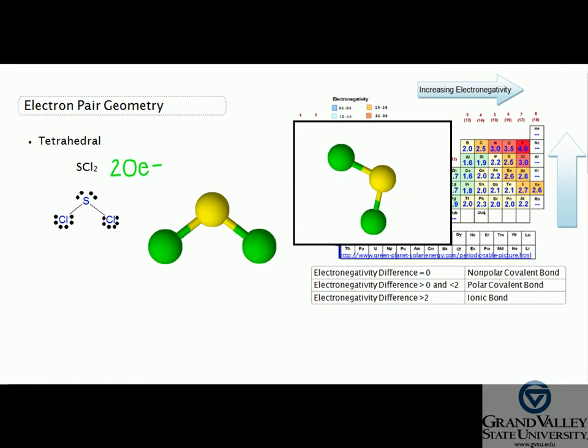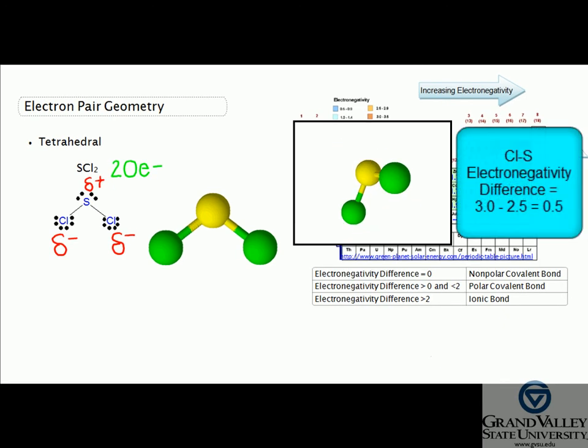Chlorine will have a greater attraction for the electrons in the sulfur to chlorine bond because it is more electronegative than sulfur. This is represented by chlorine having a partial negative and sulfur having a partial positive. Finding the electronegativity difference between chlorine and sulfur will assist in determining which type of bond is present. When referring back to the possible bond types, this molecule has polar covalent bonds.